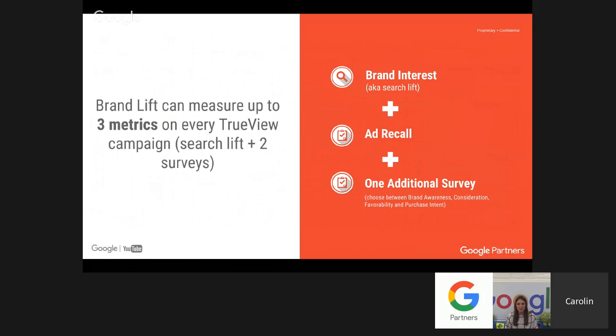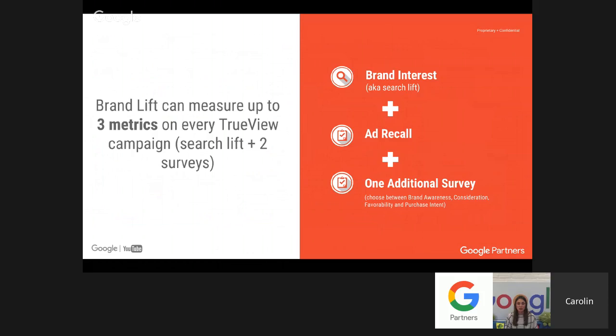Even though this sometimes might be considered an upper funnel metric, we recommend to measure this metric no matter what goal it is you have, because it tells you how memorable your creative was to the exposed audience. So was your brand visible enough in the creative to really create an impact on the audience you were targeting?